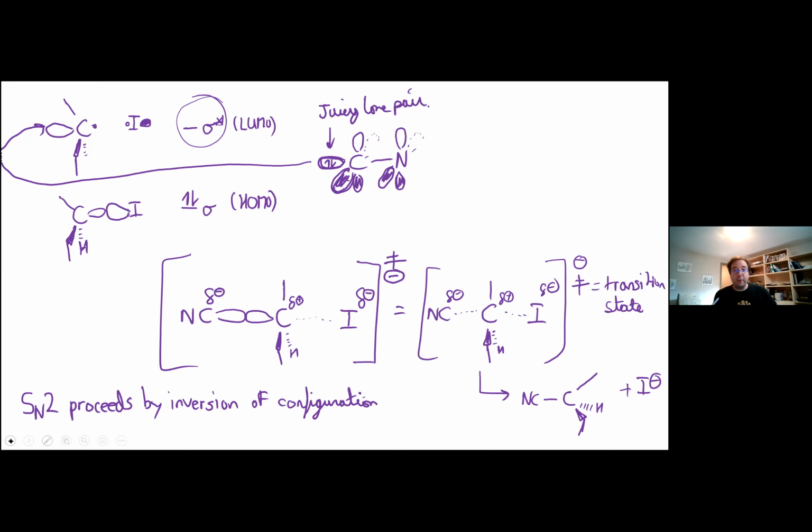SN2 proceeds by inversion of configuration. And it's because you have this attack of the antibonding orbital. So what does this look like? So what we're going to do is our first reaction coordinate diagram.